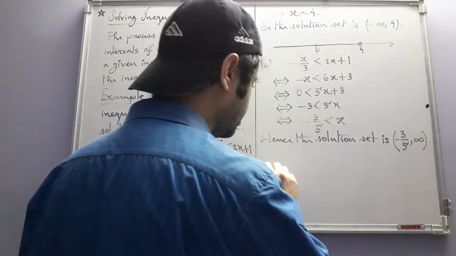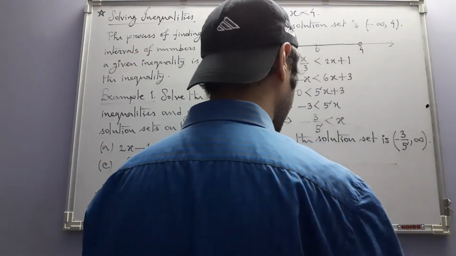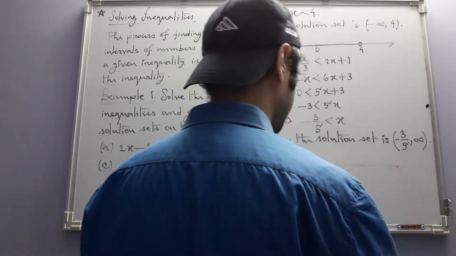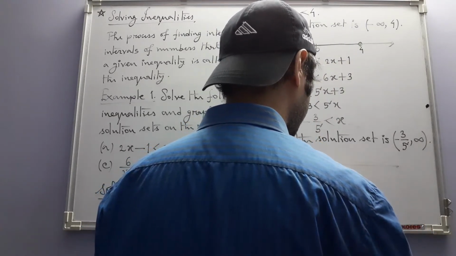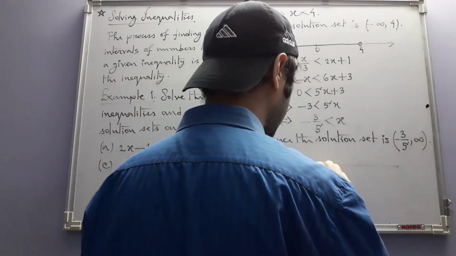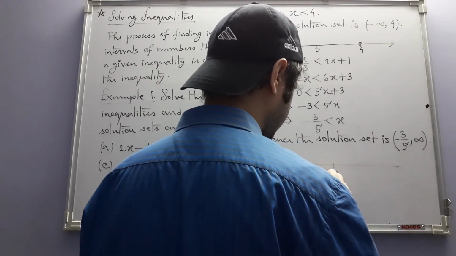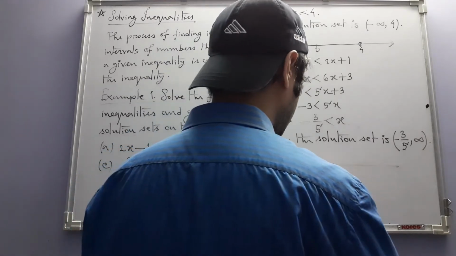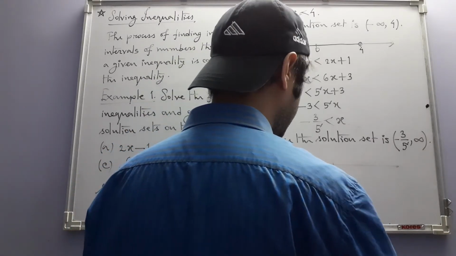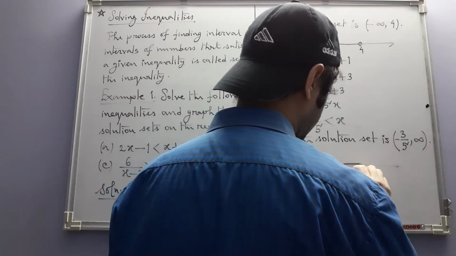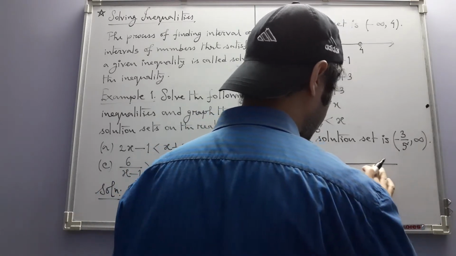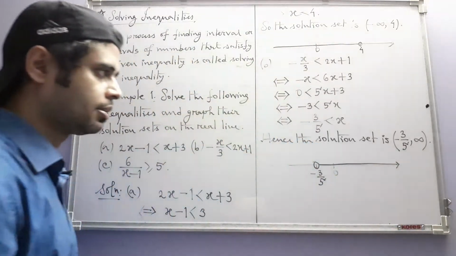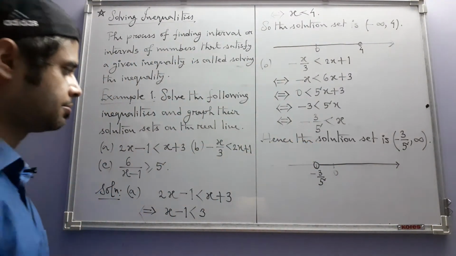And accordingly, on the real line, if you try to draw this ray, then this is 0. Here on the left side of 0 you will have minus 3 by 5 somewhere, and the solution set is the set of all points that lie to the right of minus 3 by 5. That is the solution set.